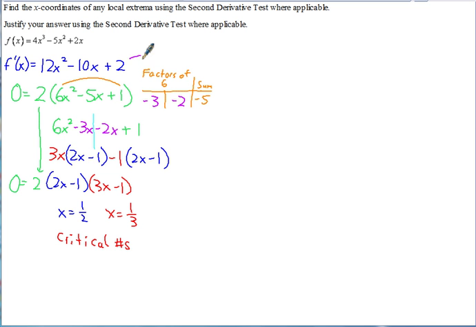So now, going from right here, there's our first derivative. Let's go ahead and find the second derivative, and use the easiest form. In this case, that's going to be easier than the factored form, in which case, if you took the derivative right here, you'd have to use the product rule. So the second derivative here is, using the power rule, 24x minus 10. And what you do is you just substitute these in one at a time to see the concavity. So let's go ahead and plug in 1/2.